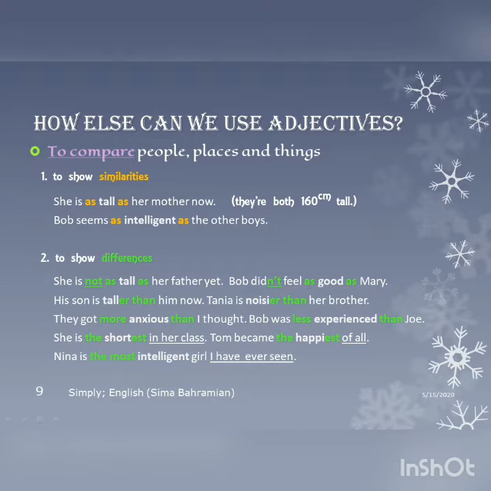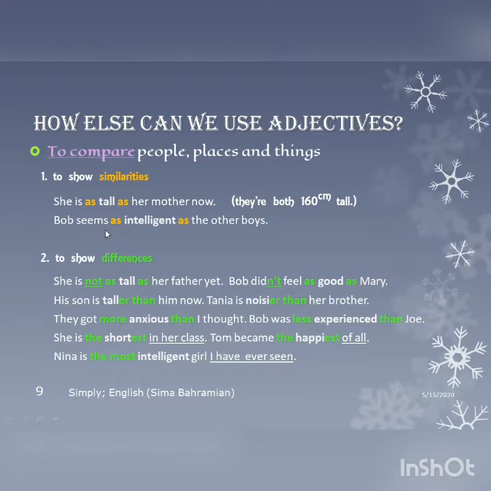Today we will talk about adjectives and using them to compare people, places and things. The first thing is you can use adjectives with "as... as" to talk about similarities. She's as tall as her mother now. For example, they are both 160 centimeters tall. They might be a bit different, but they seem almost the same, all right? Or in another example, we can say that Bob seems as intelligent as the other boys. So Bob and the other boys are not really different.